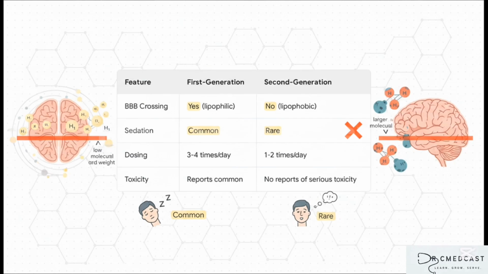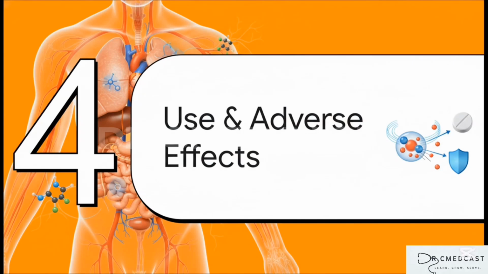First-generation drugs are lipophilic, or fat-loving. This means they can easily cross the blood-brain barrier, and once they're in the brain, they cause that famous sedation. Second-generation drugs were specifically engineered to be less lipophilic, and they get actively pumped out of the brain, which is why they're non-sedating. So let's see how these properties play out in the real world.